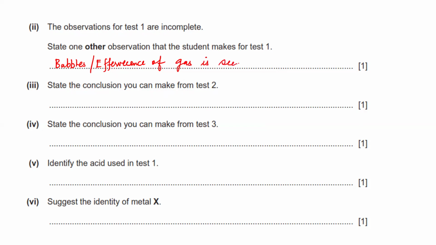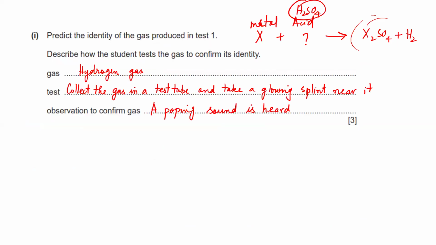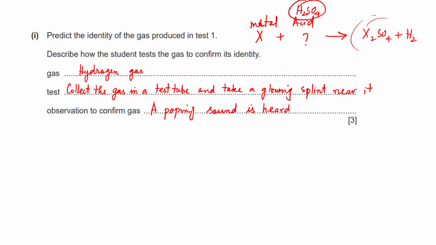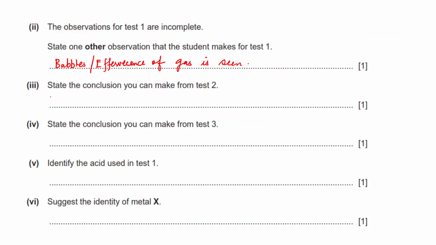Okay. Then part three: state the conclusion you can make from test two. So remember while testing, this is test two. So we can clearly say that the solution does not contain Cl, Br, or I negative ions, which are actually halides. The solution does not contain chloride, bromide, and iodide ions. And basically, these are also called halides.